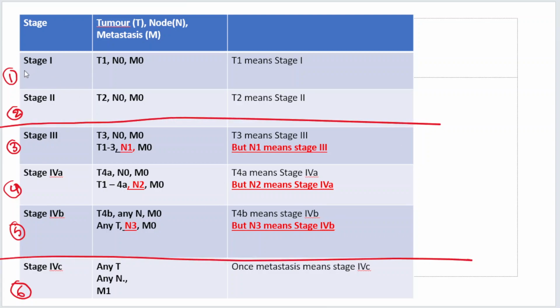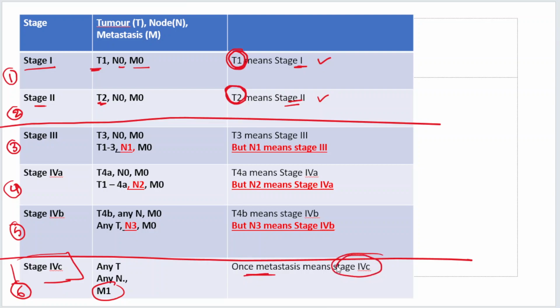The first 2 are easy, and the last one is easy. Stage 1 is T1, N0, M0. T1 means the tumor is limited to one subsite. Stage 2 is T2: spread from one subsite to another subsite, or impaired vocal cord mobility. T1 is stage 1, T2 means stage 2. Any M1, stage 4C, this is also easy. Once there is metastasis, it comes under stage 4C.